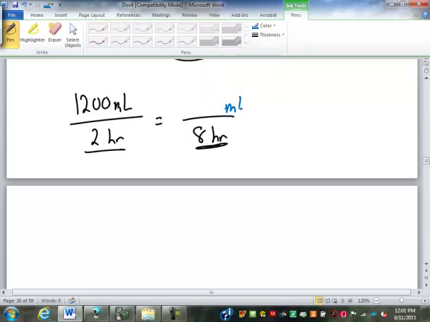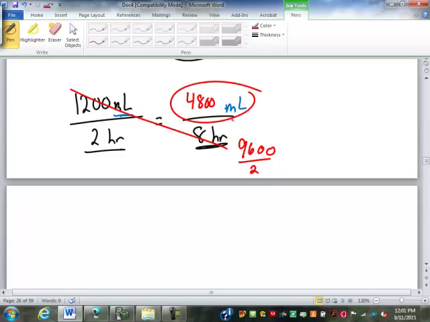On top here, then it'll be milliliters because it's milliliters over here. And again, we can cross multiply and divide. 1,200 times 8 hours is 9,600. That'd be milliliters hours, which is a nonsense unit. Dividing by 2, it gives 4,800. So 4,800 milliliters in that IV would make sure it got through 8 hours.